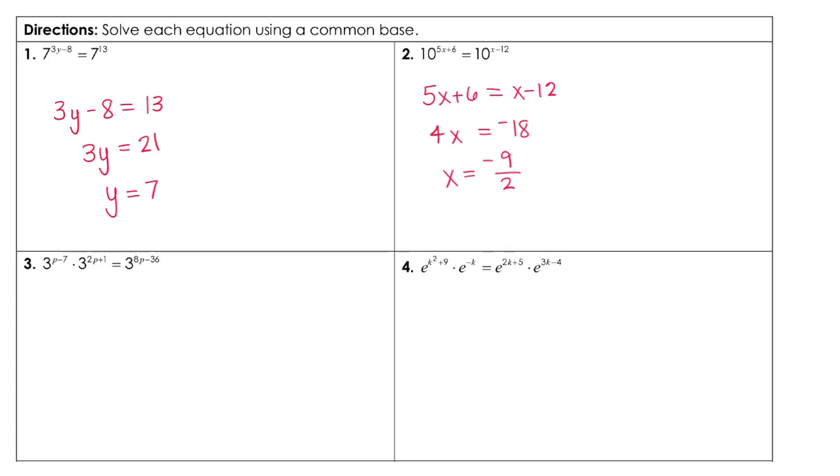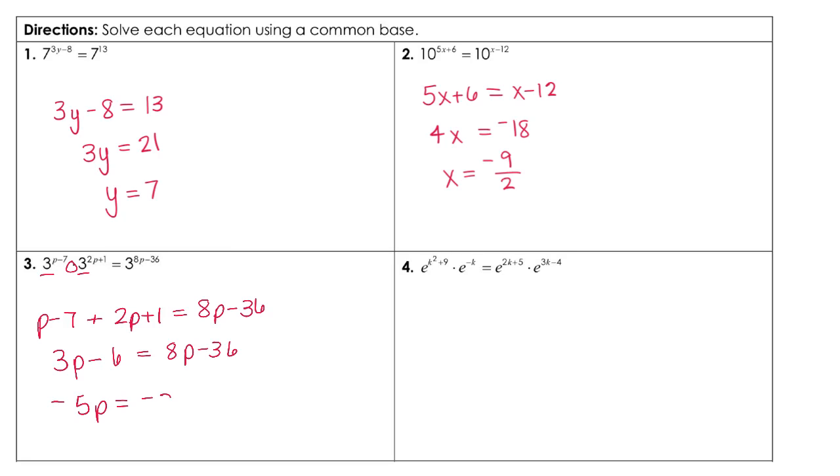Moving on to our next example, this is where we have more than one base, but we are multiplying, so we're going to add our exponents. I need to make that p minus 7 plus 2p plus 1, and that's going to be equal to 8p minus 36. And so combining our like terms, we have 3p minus 6 equals 8p minus 36. I'm going to subtract 8p over, so I have negative 5p equals negative 30. So p is positive 6.